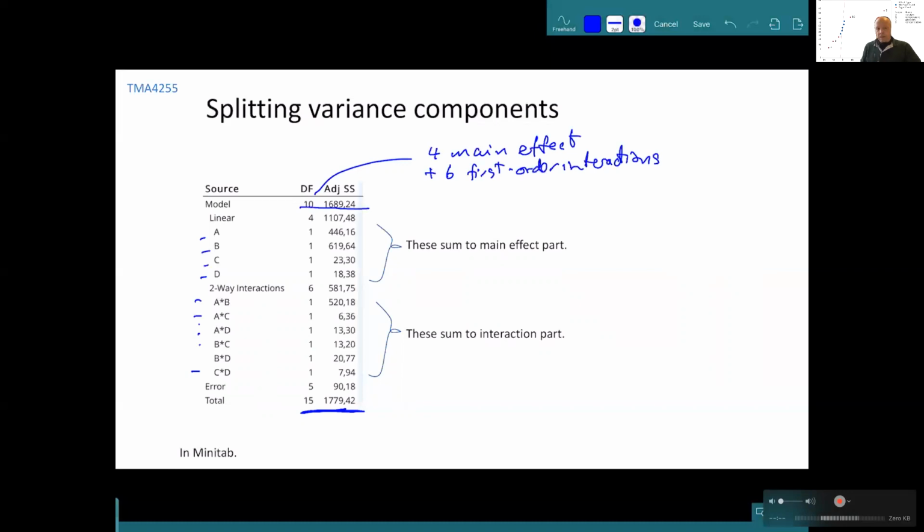Because of the orthogonality, it's easy to see that this splits into components. For the main effects, we have a big chunk of the 1600, and A and B are the main contributors here. The rest are not explaining much of the variability. For the two-way interactions, AB is explaining much of the variability. So perhaps an AB interaction is a good model for this data set. That's at least explaining a large part of the variation, and those were the big significant effects.